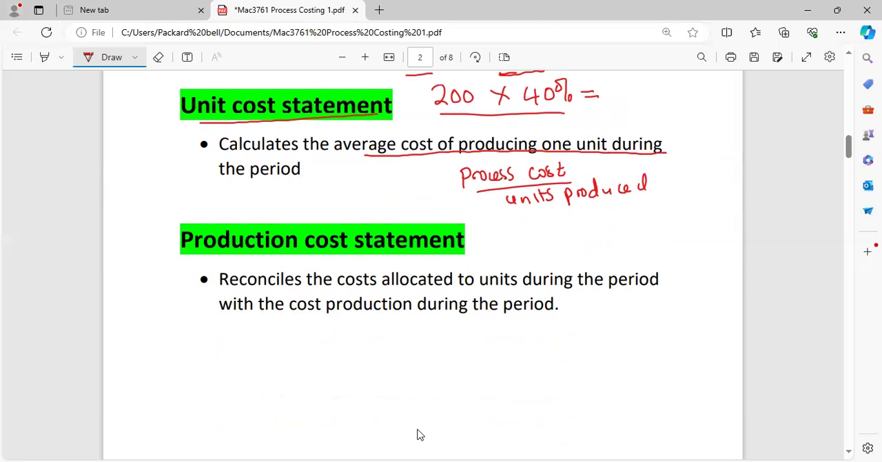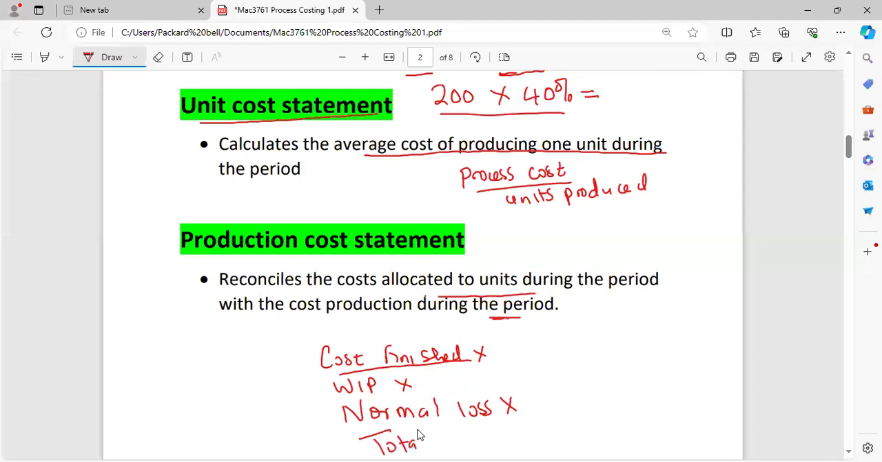Right, so here they say production cost statement. It reconciles the cost allocated to units during the period with the cost of production during the period. So in your production cost statement, you are going to look at the cost of finished goods, the cost of work in progress, and the cost of normal loss. This is what makes up your production cost statement. So you just add up the cost of finished goods, the work in progress, and the normal loss. Then you are going to have your total production cost. So that's basically how you do your production cost.